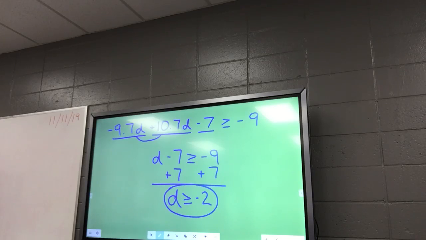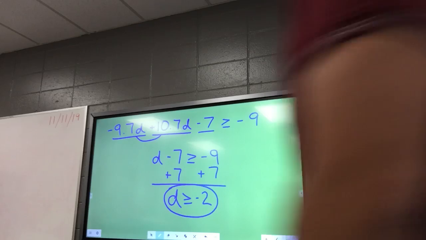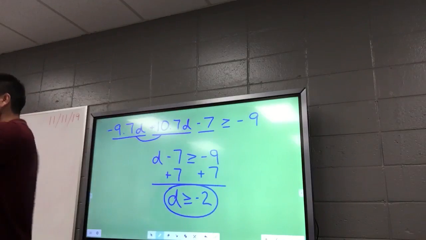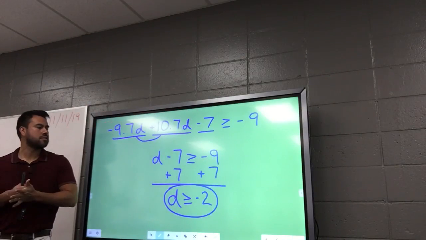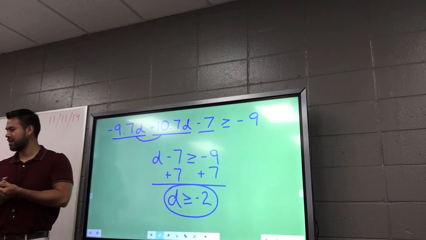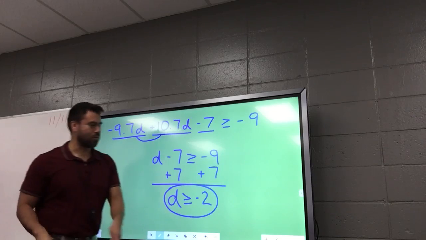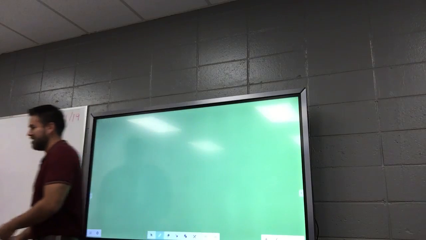From what I'm seeing, most of you are getting this correct. How many of you have a closed circle on negative 2 with a line going to the right?